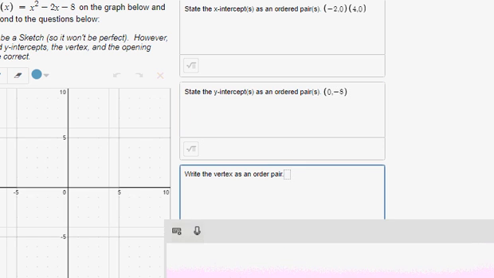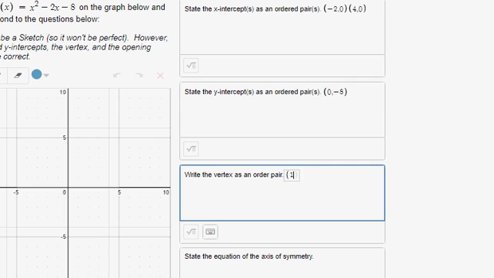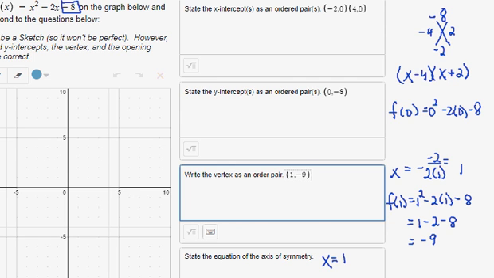Go ahead and put this in here. We are looking at 1, -9. There's our vertex. And we already have our axis of symmetry. Now to finish this off with our sketch.